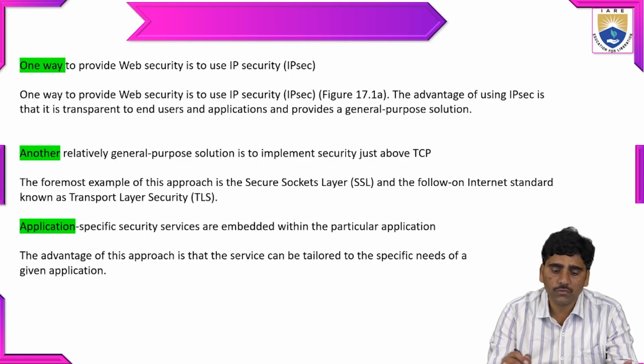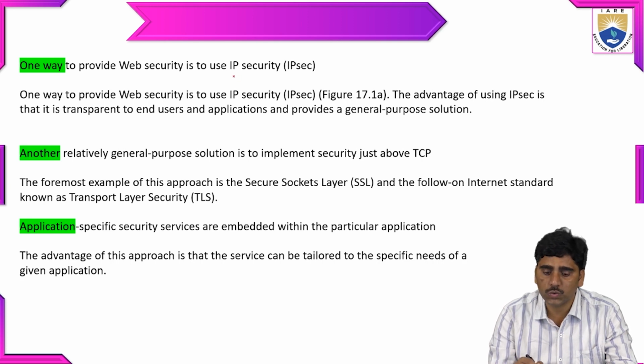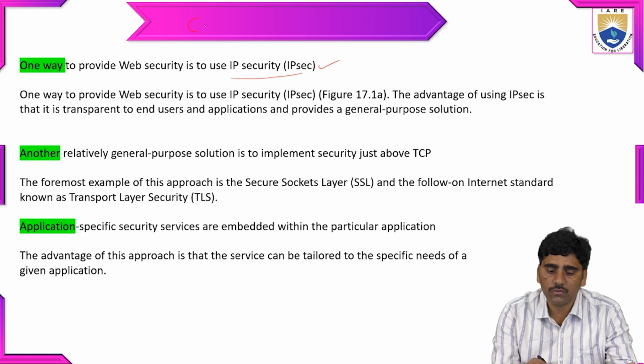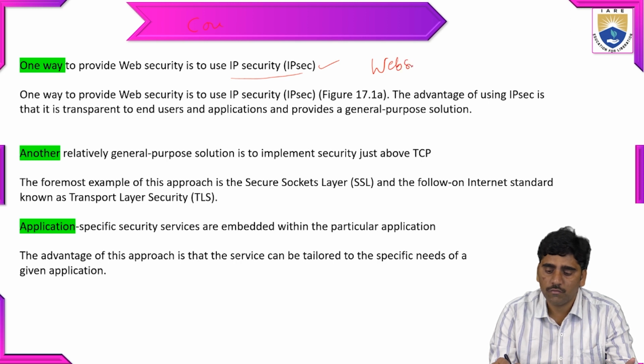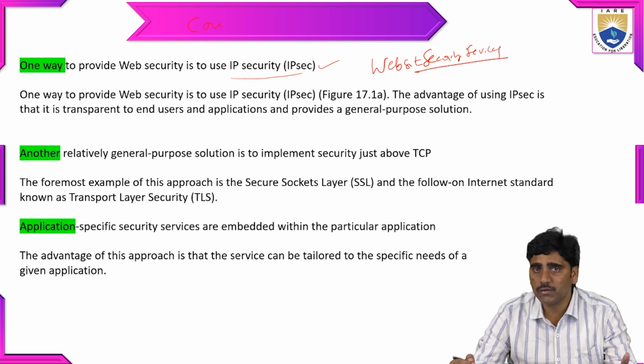And one way to provide web security is to use IP security. For that we have to use some countermeasures, some security services, web security services. There we can provide web security services in three ways.